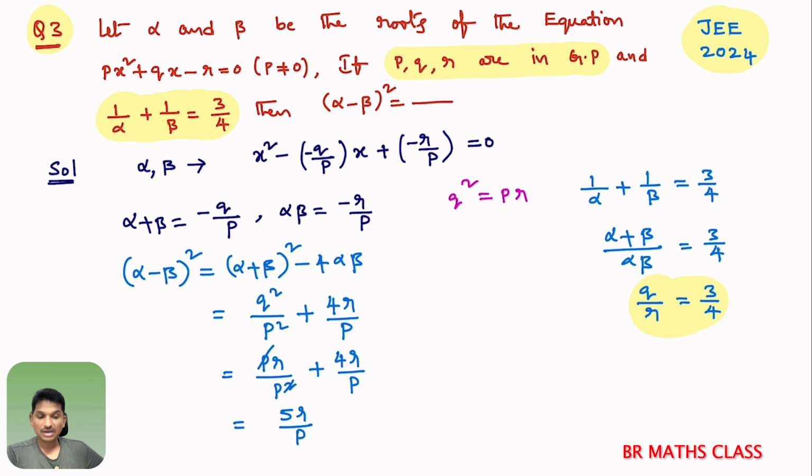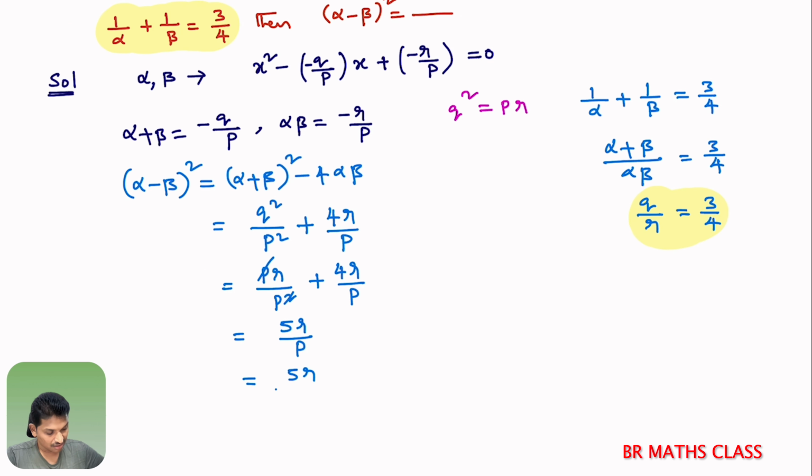Right? So I need to calculate alpha minus beta whole square. Its answer is in terms of r and p, but when I check the options, the options are real numbers. So I need to find these r, p values. I know this q by r value. This p can be written as q square by r. So write 5r divided by, in place of p, q square divided by r.